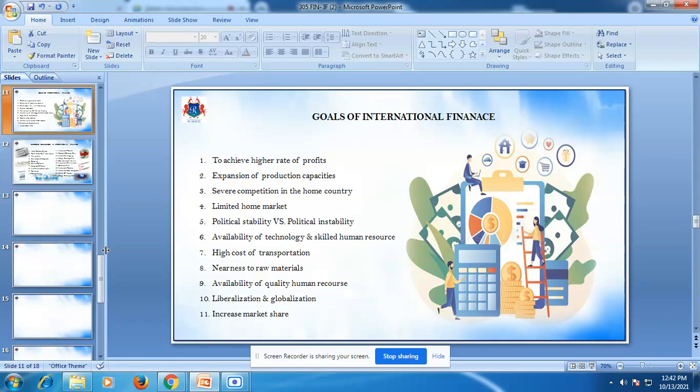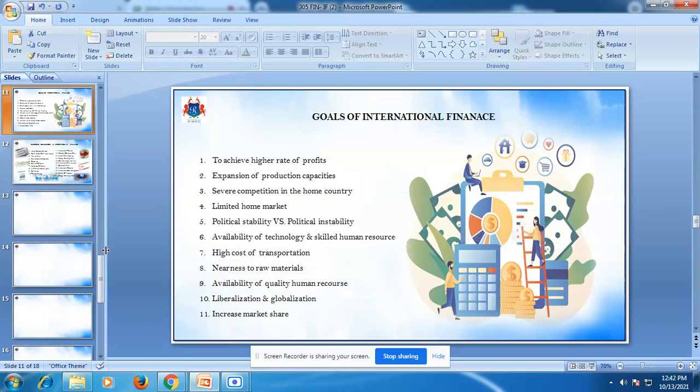Then the next goal is nearness to raw material. The source of high quality raw material and bulk raw material is a major factor in attracting companies from various foreign countries. Most of the US-based and European-based companies locate their manufacturing facilities in Saudi Arabia, Iran, etc., due to the availability of petroleum.